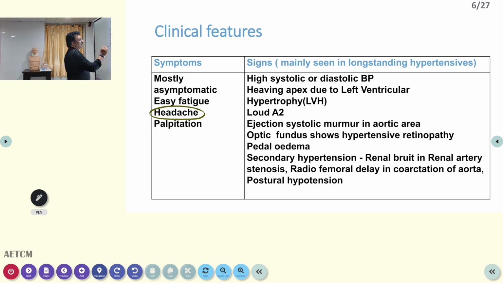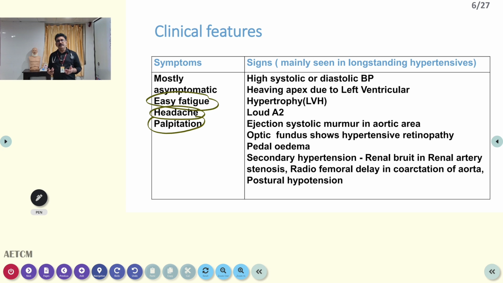Palpitation is seen in many patients, even secondary hypertension you can see. Easy fatigability is one of the common findings they tell. Then if you have a hypertensive patient in your clinic, suppose you want to know whether hypertension has existed for a long time, just auscultate the heart. Loud A2 with an ejection systolic murmur in the aortic area is one of the strong points which can tell you that the patient is having long-term hypertension.